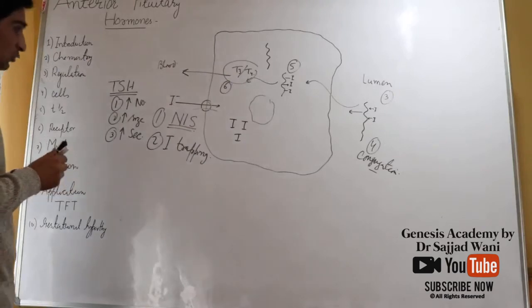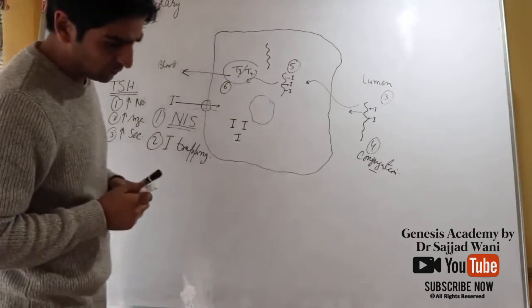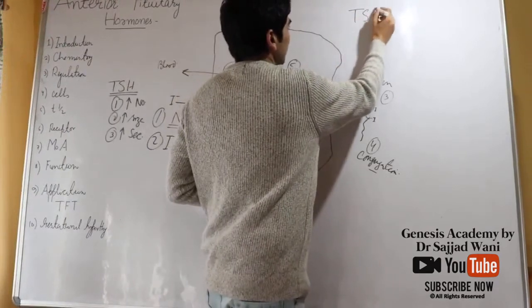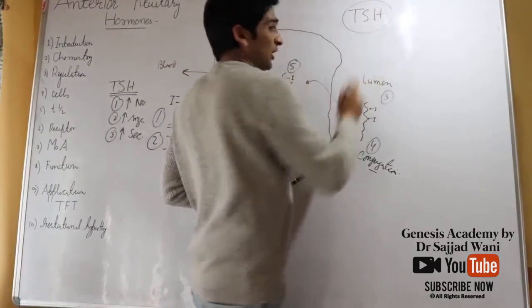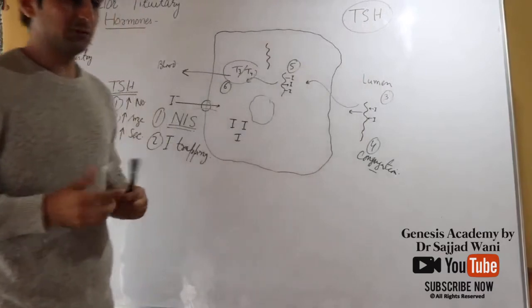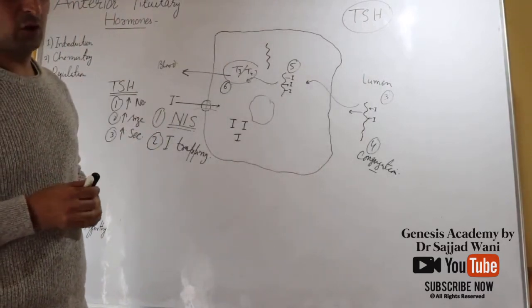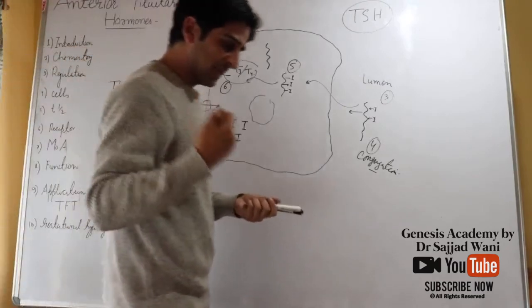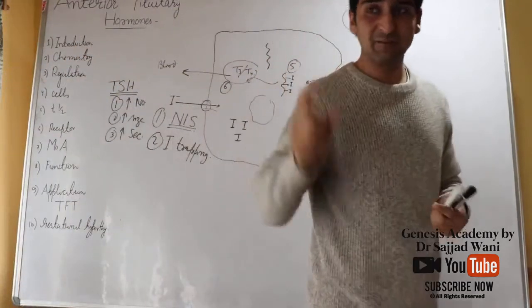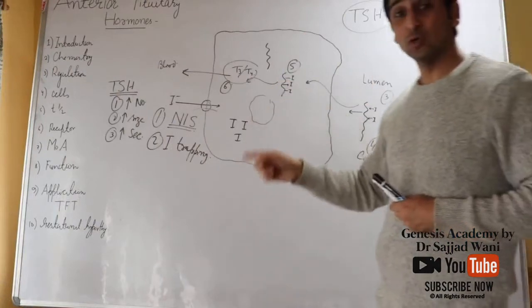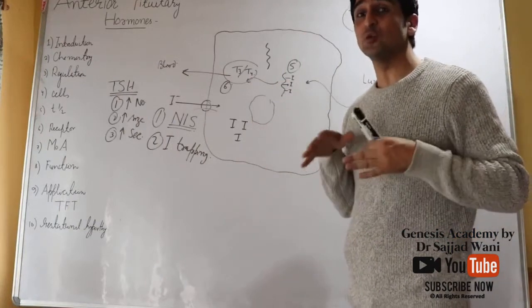Now I will tell you something about the application of thyroid stimulating hormone. The thyroid stimulating hormone is very helpful to us in the diagnosis of various diseases. You can diagnose various pathologies within our body by assaying the thyroid stimulating hormone. What you do, you take a sample of blood and you measure the levels of thyroid stimulating hormone. You must be knowing that the thyroid stimulating hormone is also released in pulses. Its release is also pulsatile.